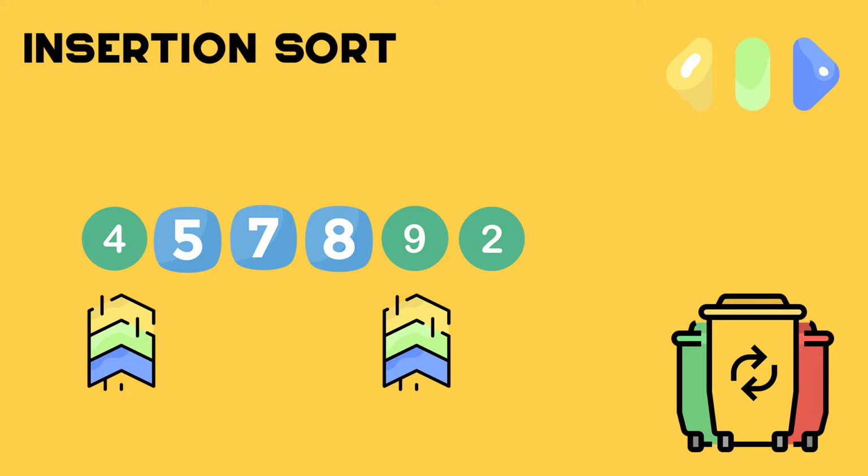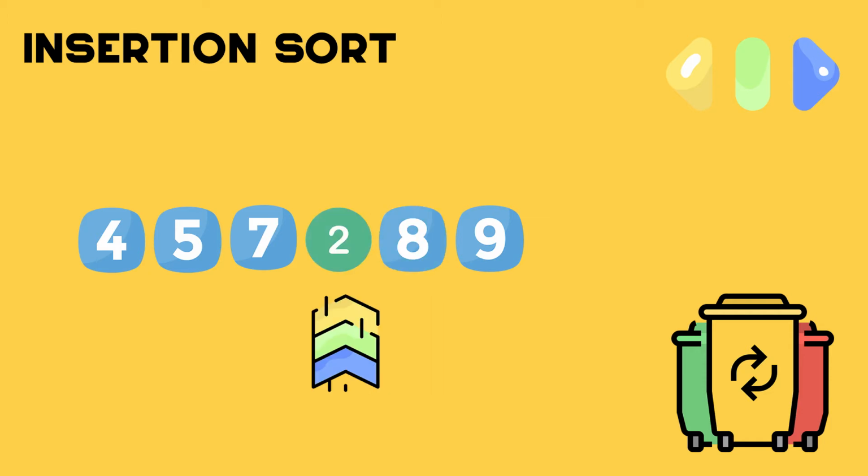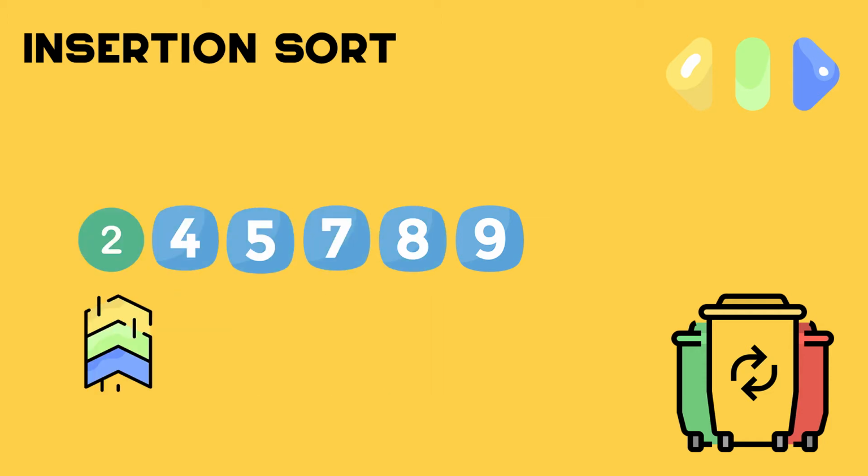Now 4, 5, 7, 8 is sorted, so we start with 9, and 9 is not less than 8, so we leave it as is and then move forward to 2. As it's less than every element in the list, we move it to the start of the list by comparing it with each element on the left, and this is basically insertion sort.